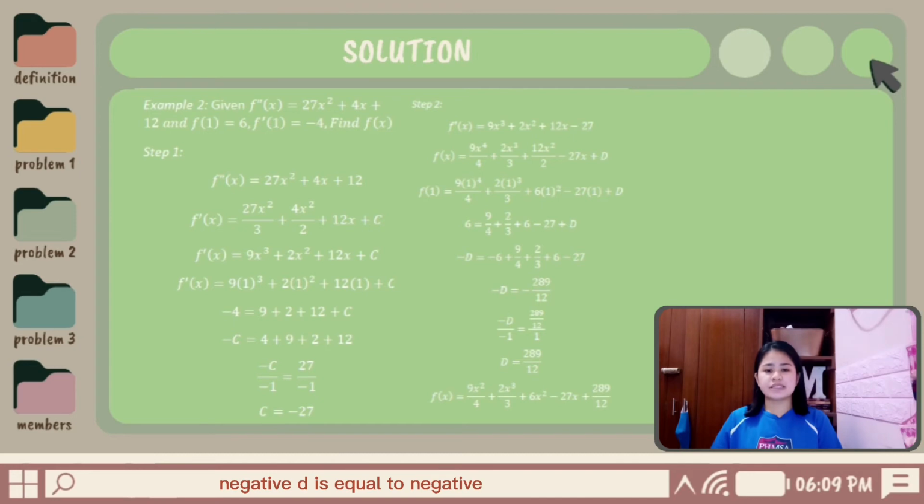Transpose. Negative d is equal to negative 6 plus 9 over 4 plus 2 over 3 plus 6 minus 27. Negative d is equal to negative 289 over 12. Multiply both sides by negative 1 to remove the negative sign on the d variable. Now we have found the value of d, which is d is equal to 289 over 12. Now we have found the original function of the derivative, which is 9x to the 4th power over 4 plus 2x cubed over 3 plus 6x squared minus 27x plus 289 over 12.